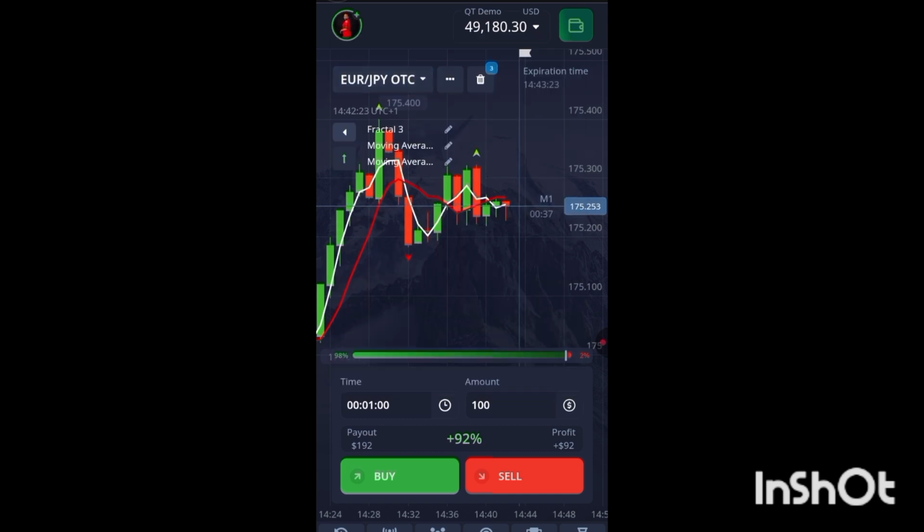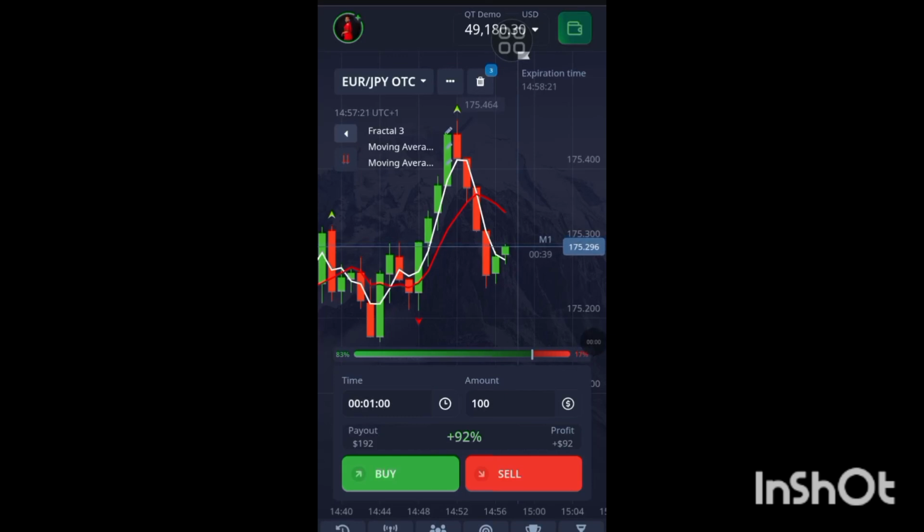Please don't forget, when you see the candles going side by side, it means the market is consolidating. Do not take a trade. Even though you see a crossing, do not take a trade. Let's look for another setup.